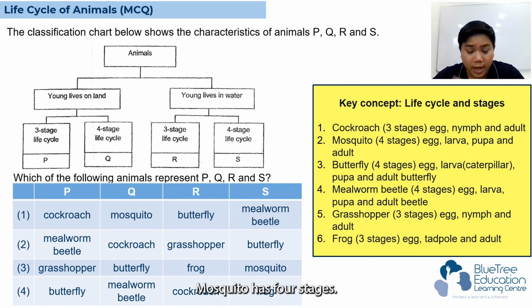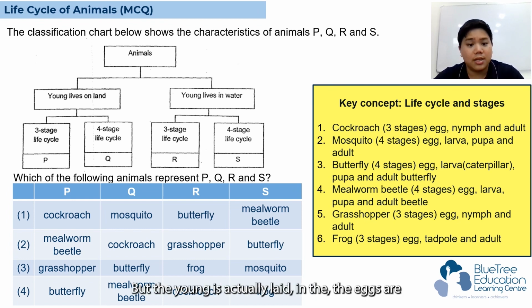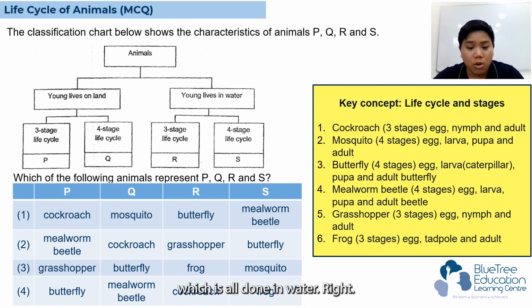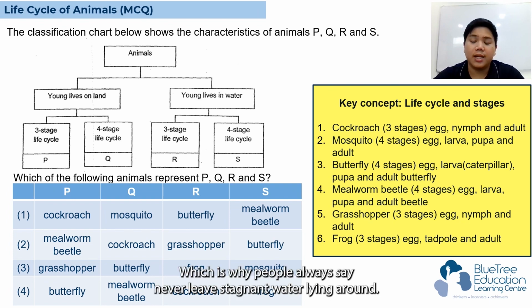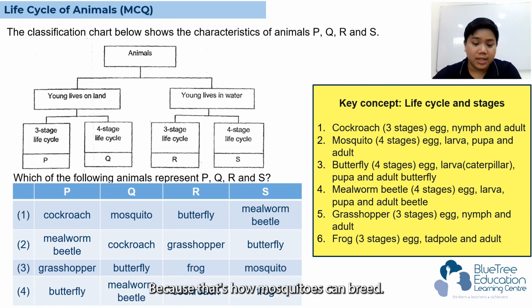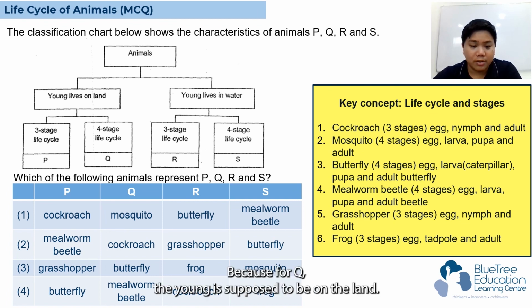Okay, mosquito has 4 stages, that is correct. Okay, but their young is actually laid in, the eggs are actually laid in water. Okay, and they will hatch into larva and pupa, which is all done in water, right? Which is why people always say never leave stagnant water lying around, okay? Because that's how mosquitoes can breed, all right? So this is not acceptable, right? Because for Q, the young is supposed to be on land.